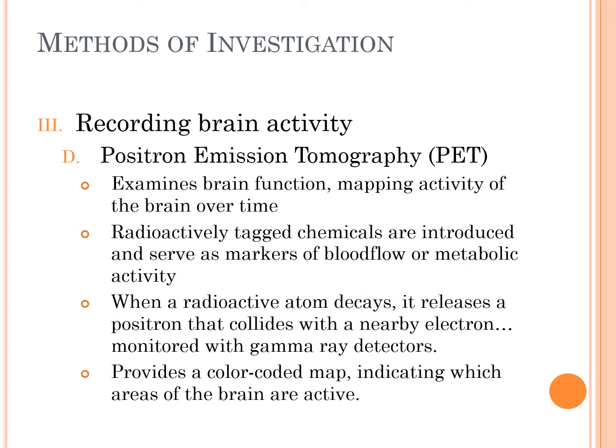And I'm backing up just a tiny bit to go back over positron emission tomography, or the PET. I'm not going to go over the whole thing. Just what I think is important to take away from this is that we do use radioactively tagged chemicals. They're introduced and serve as markers of blood flow or the metabolic activity of the brain. So they're telling us where the blood is flowing and where the neurons are active, telling us about brain activity. And we do get a color-coded map of the areas where the brain is active.